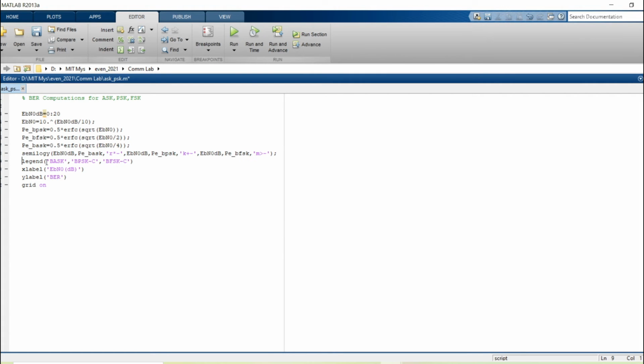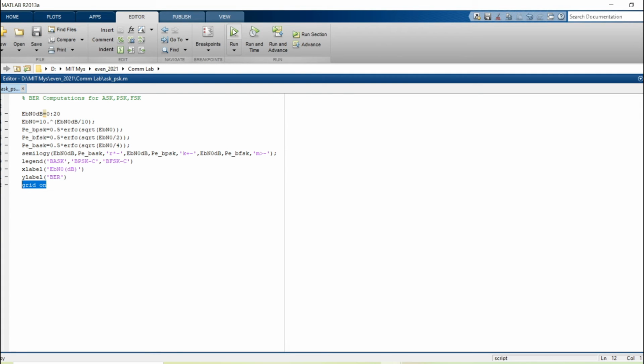Coming to the next line, we use the legend function so as to indicate which curve belongs to which particular scheme. Then the X label is Eb by N0 in decibels, so it is 1 decibel, 2 decibel. Though we say decibel, the values are linear, 1, 2, 3, 4 like that. Then the Y label is bit error rate, with grid on. Okay, I hope you have understood the program now.